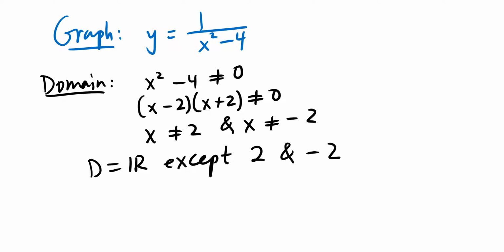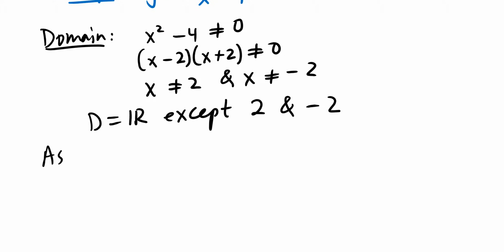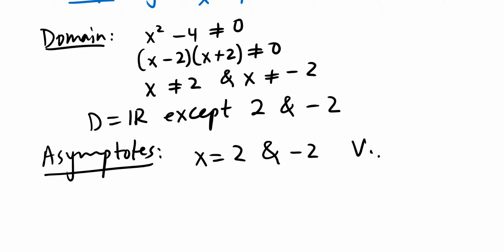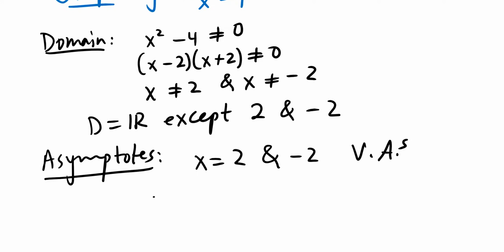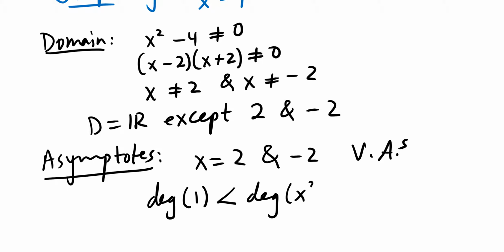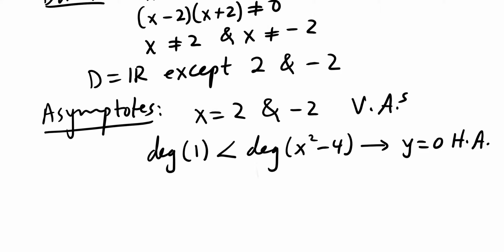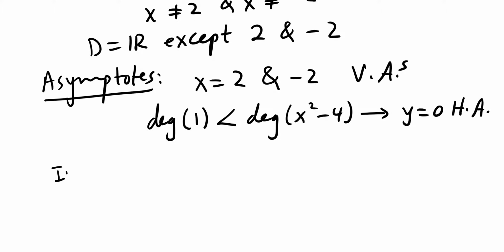And these two numbers we just got, those are actually the vertical asymptotes. So for asymptotes, x equals 2 and -2, vertical asymptotes. Note the degree of the top is less than the degree of the denominator. So that tells us that y equals 0 is a horizontal asymptote, and hence no slant. Then we find the intercepts.